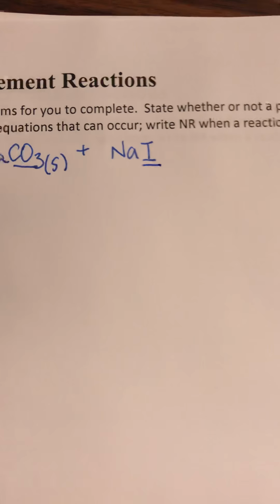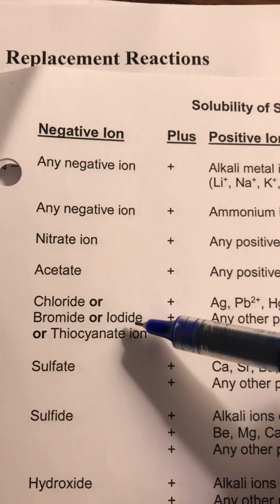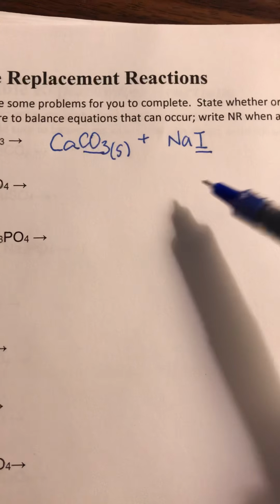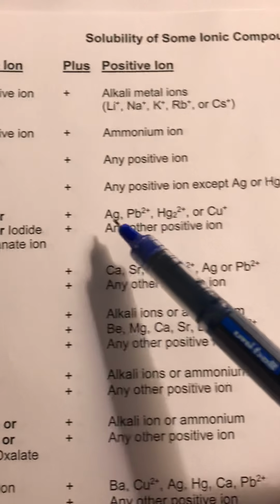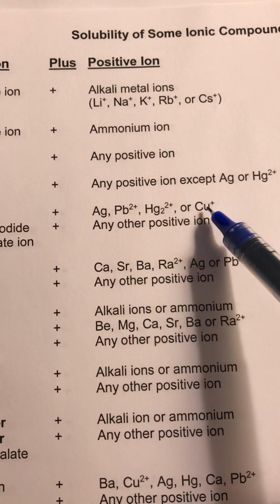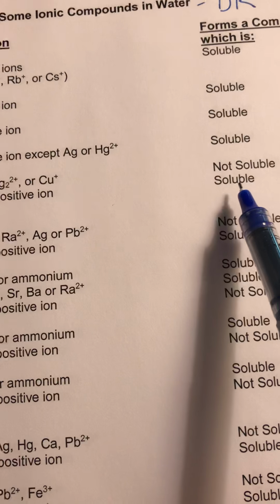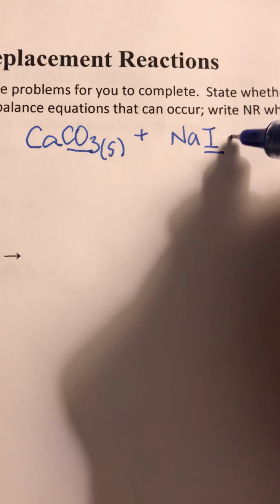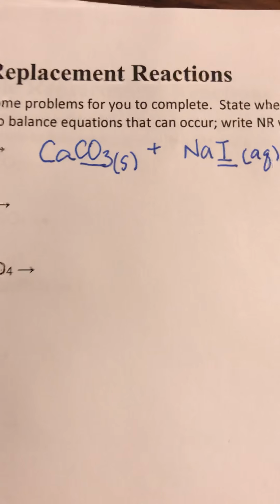Okay, we're going to do the same thing now with this one. We're going to look at the negative ion. The negative ion is called iodide. We'll go down our sheet here to try to find iodide, right? Our iodide here is with sodium. So our iodide is not any of these. So we skip that line. We go to the next one. It says any other positive ion, read across, and the word says soluble. When something is soluble, it means it will dissolve, and so that means we have an aqueous solution.